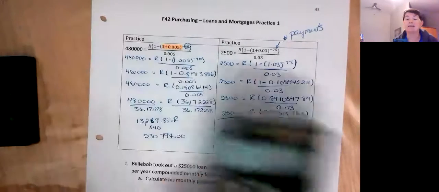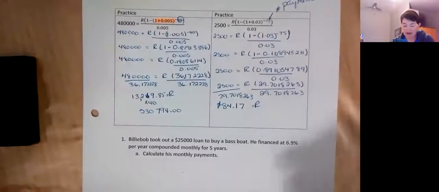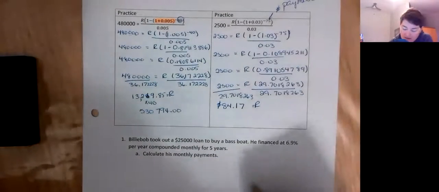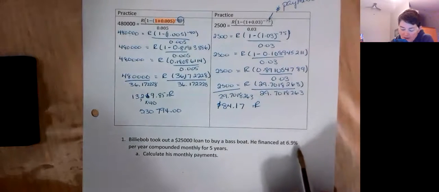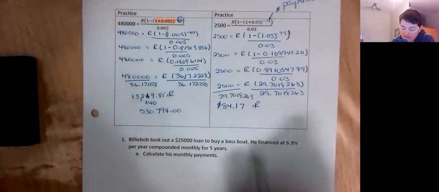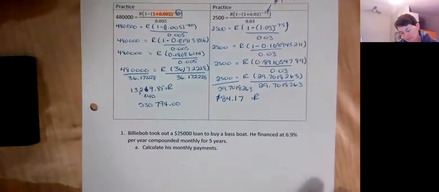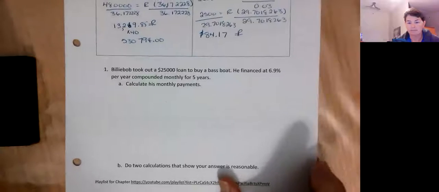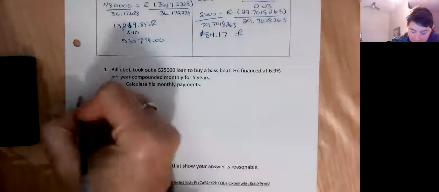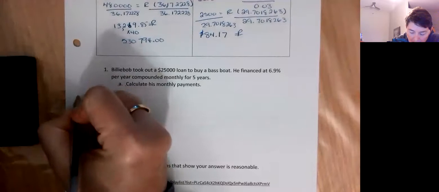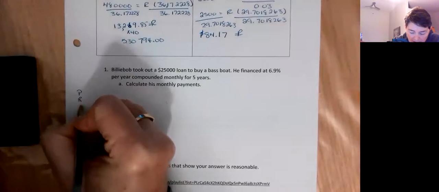Okay, let's take a look and see how this works when we actually have a question. Billy Bob took out a $25,000 loan to buy a bass boat. He financed it at 6.9% per year compounded monthly for 5 years. Calculate his monthly payments. Okay. My first thought is, I should have left myself more room, but that's okay. Let's see. So on payments, regular amount, I and N.